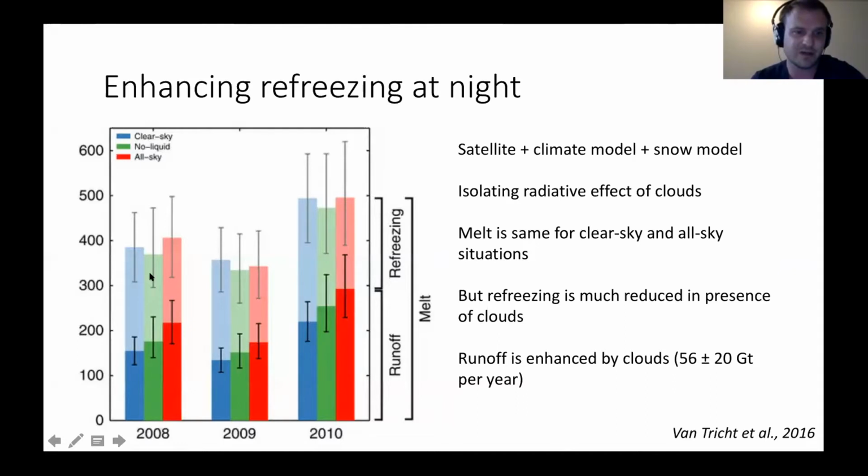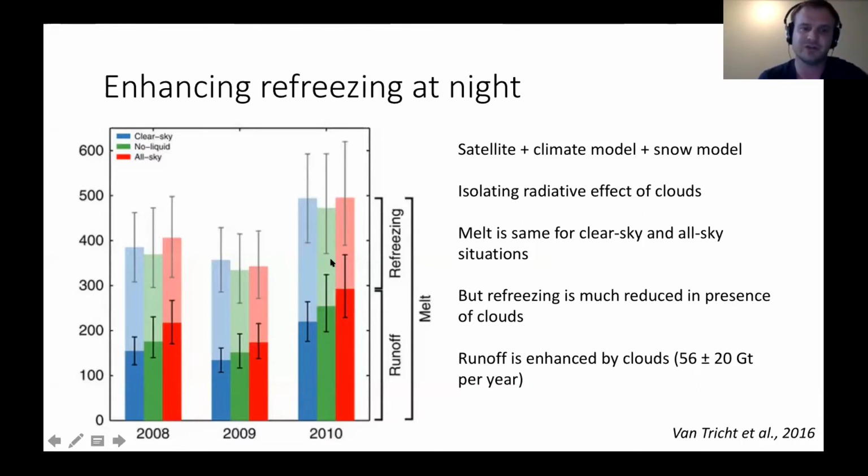And what you can see here, these are three individual years, 2008, 2009, 2010. And the y-axis shows mass, in gigatons per year. And the full bars show the amount of melt. And what you can see in the three different situations: clear sky, so no clouds, no liquid clouds, or the default situation where we have clouds, we don't see a difference in the total amount of melt in the three individual years. These three bars are more or less the same.